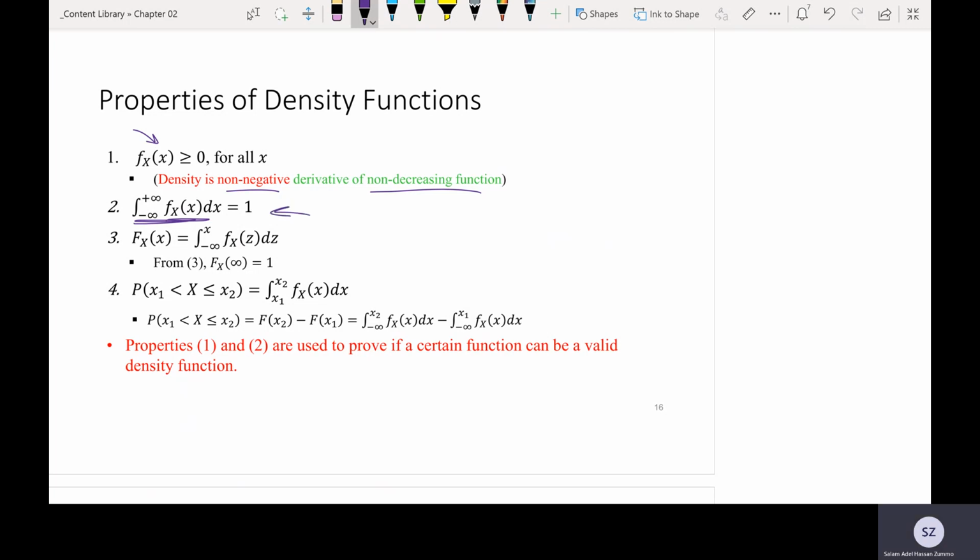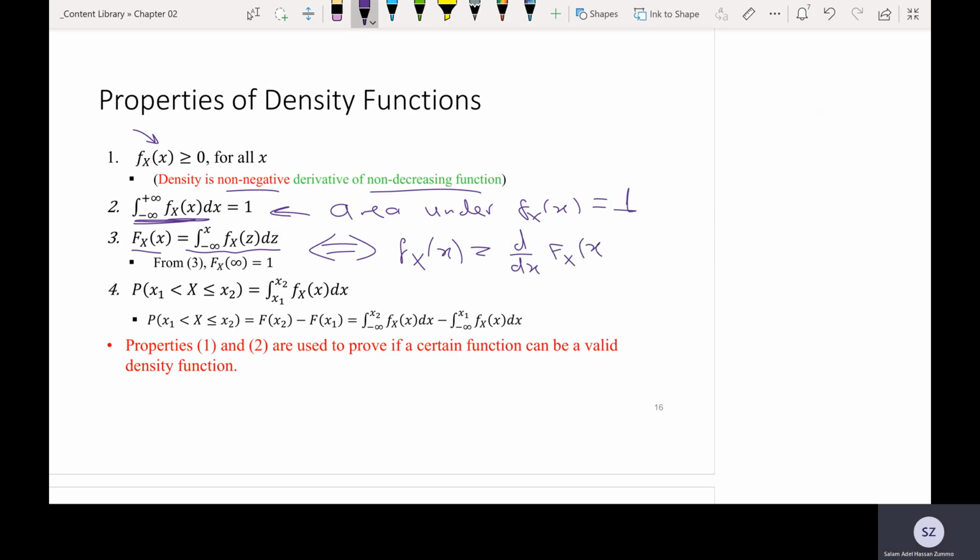So the area under the density function is always equal to 1. Area under f_X(x) is always equal to 1 because it's a density function, and if you add the density, whatever inside the density function, you get 1. Now, because the density function is a derivative of the CDF, then the CDF is the integral of the density from minus infinity. Why is that? Because f_X(x) by definition is the derivative of the CDF.